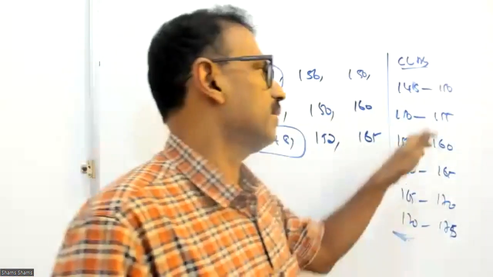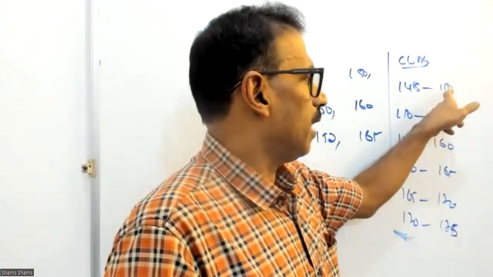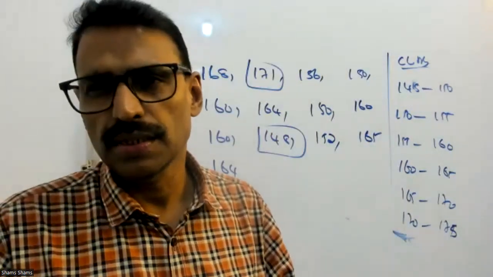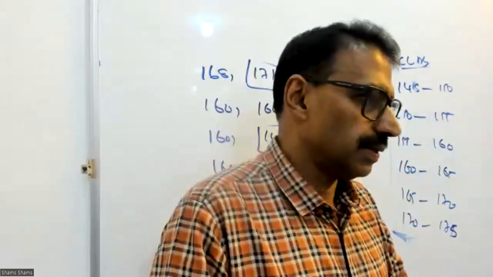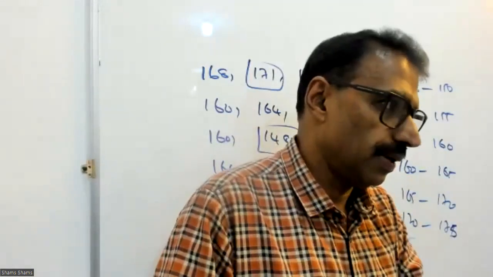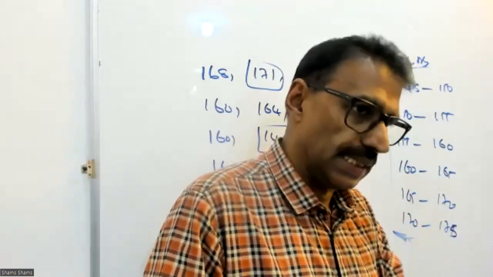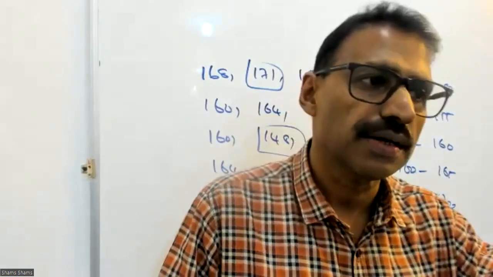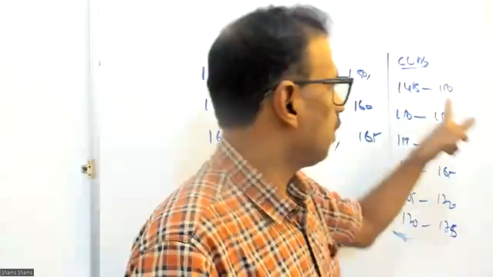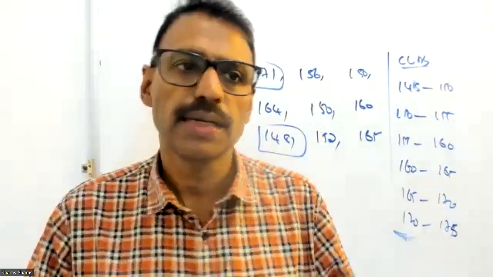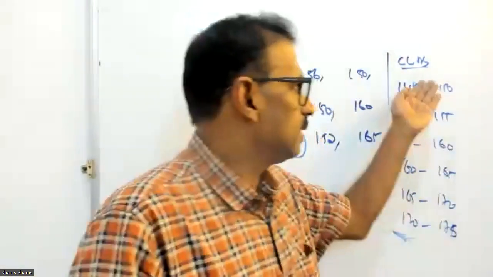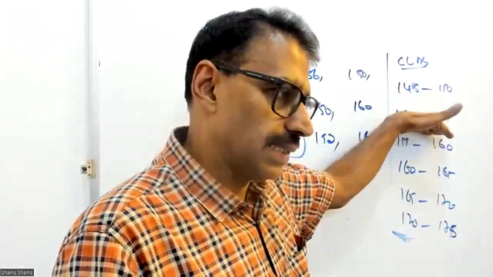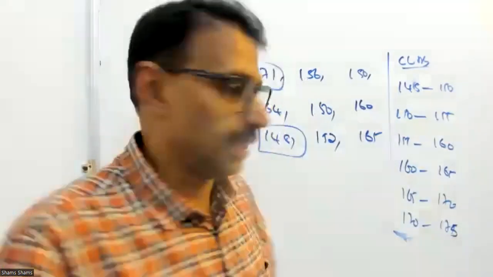Upper limit minus lower limit is called the class size. Look at 145, 146, 47, 48, 49, that is 5. That 5 is called the class size. So 150 minus 145 is the class size. These are called class intervals: first class interval, second class interval, third class interval. You can make another one also like that.